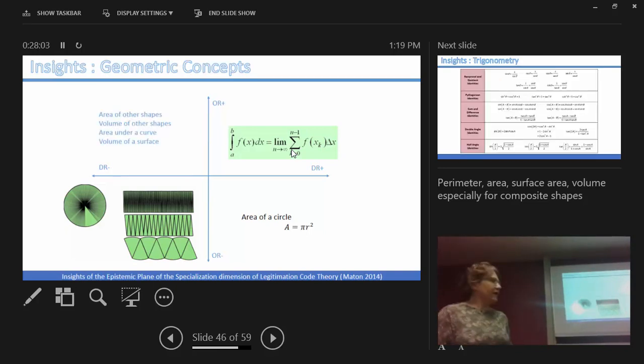With that, one is easily able to find the areas of other shapes. One can even move from areas to volumes. And that whole principle moves along with you.